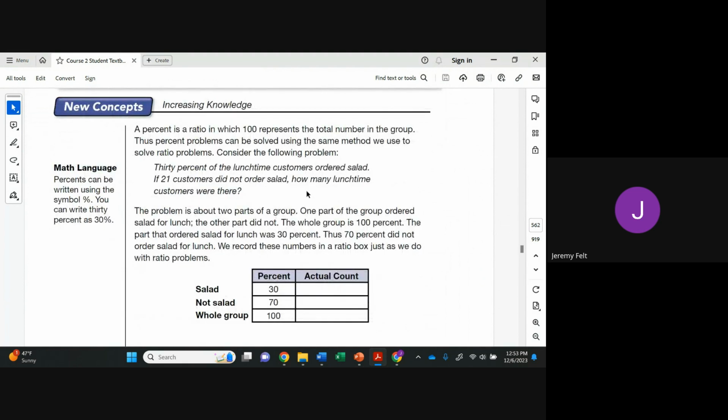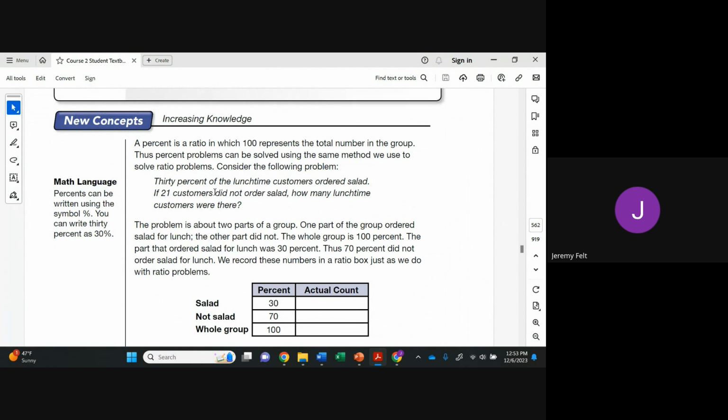Okay. So our new concept, and not really a new concept. We've used these ratio boxes and filled them out. It's just if we are using percents, instead of ratio and actual count, we're going to use percent and our actual count. So percent is a ratio. It's always per 100, so out of 100.